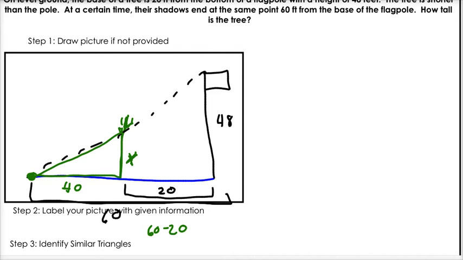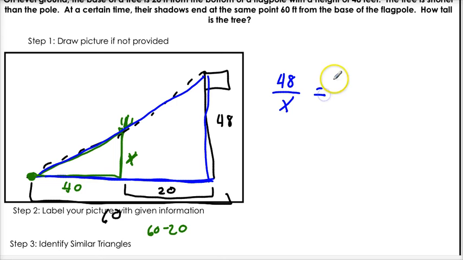Now my bigger triangle is this guy right here. I got this bigger triangle from the flagpole, right? But this one I know. I know the height is 48 and the shadow is 60 feet. So now I can just set up my ratio. The height of my flagpole, which is 48, over the height of my tree, which is X, is equal to the length of my shadow, which is 60, over the length of my tree shadow, which is 40.